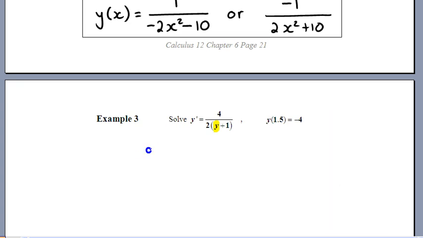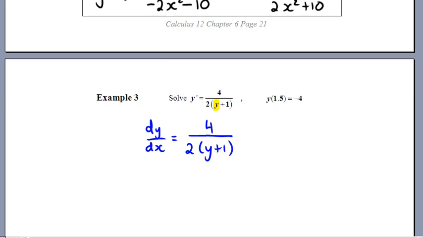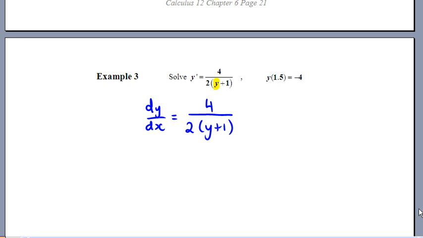So their story, written in Leibniz notation, is dy/dx is equal to a 4 sitting on top of 2 times y plus 1. I'm going to trust that whole 4-2 thing, that maybe that's important. And I'm going to take the 2, y plus 1, with me over to the left-hand side. dy is equal to just a plain old 4 dx. And then I'm going to integrate both sides.